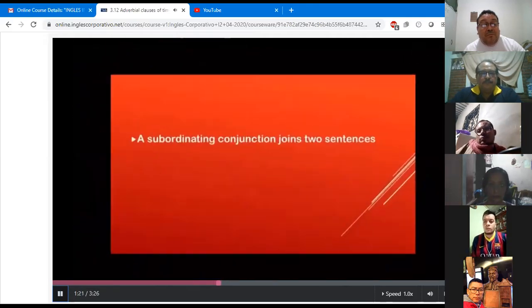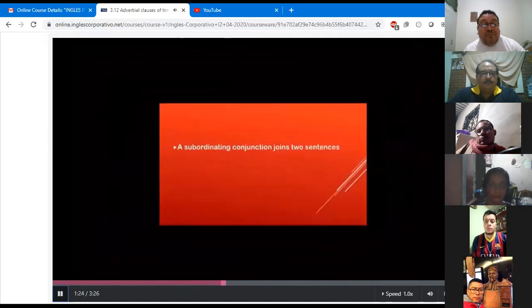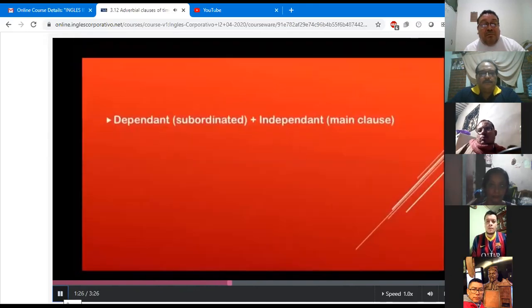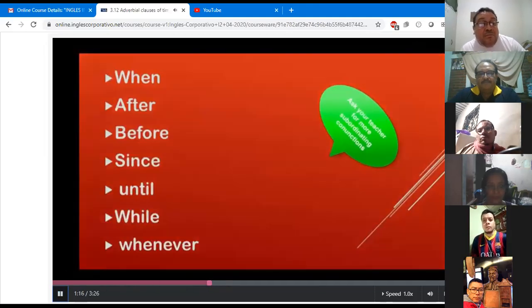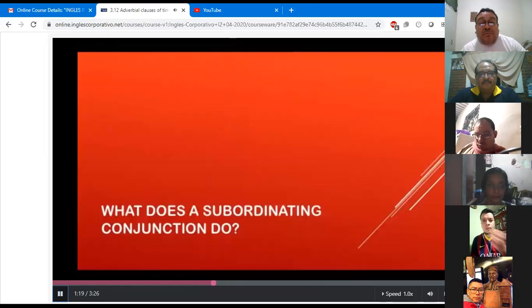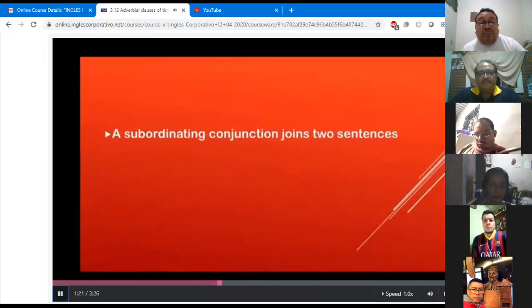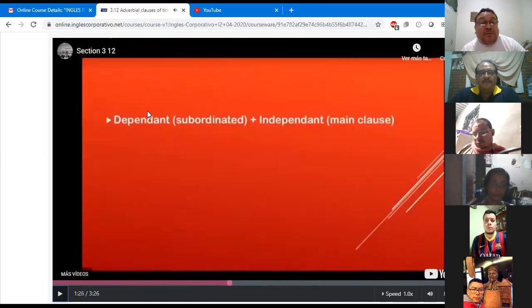A subordinating conjunction joins two sentences, one sentence being called dependent or subordinated, and another sentence being independent, or the main clause. Listen again. A subordinating conjunction joins two sentences, or two clauses, it's the same thing. One is dependent, and the other one is independent, the main clause.